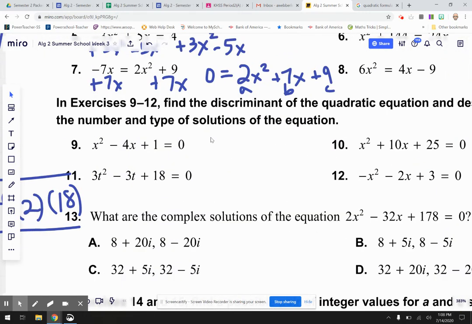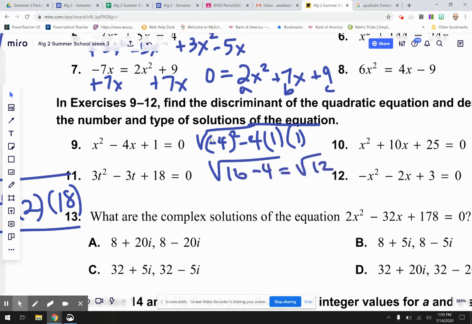So if we look at 9, and this one we can probably do the work right in the paper, because it's just the square root. So square root of b squared, which is negative 4 squared, minus 4 times a is 1, times c is also 1. Okay, so you need to get radical 16 minus 4, which is radical 12. So that's just going to have two real solutions.